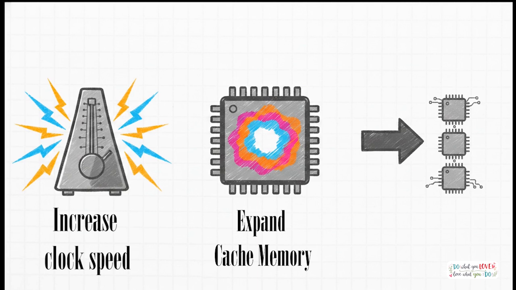Second, by expanding the ultra-fast cache memory, located directly inside the CPU itself, which means it doesn't have to waste time fetching data from the main memory as often. And third, you can literally stack multiple processor cores together, like upgrading from a dual-core to a quad-core setup.